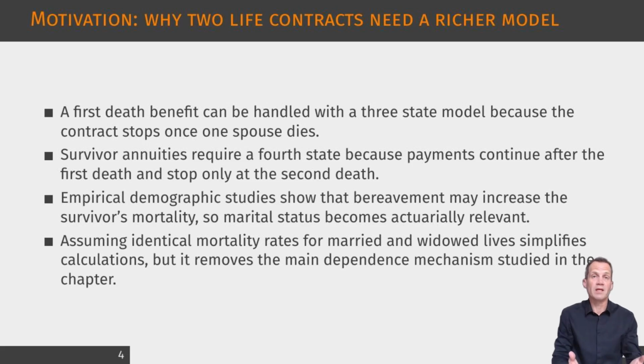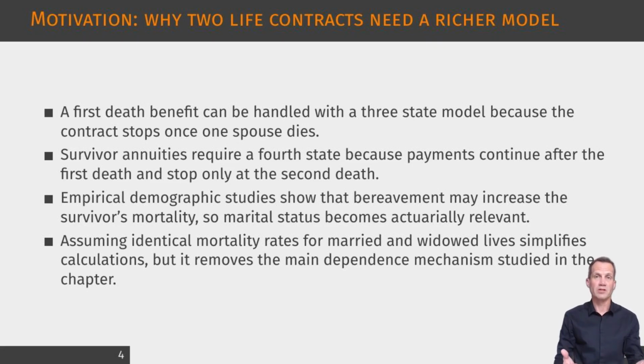A contract paying a lump sum at the first death can be represented with a relatively simple structure. Starting from the state in which both spouses are alive, the only relevant event is whether the husband dies first or the wife dies first. Once the first death has occurred, the contractual event has been triggered and the product may terminate. This is why the techniques used for competing causes of exit are sufficient in that restricted case.